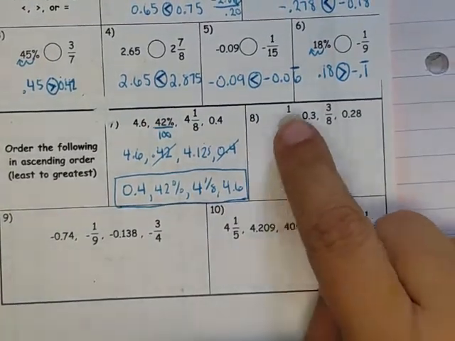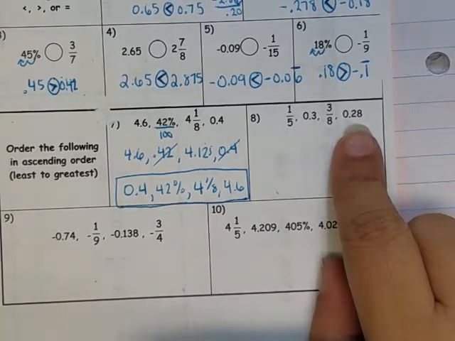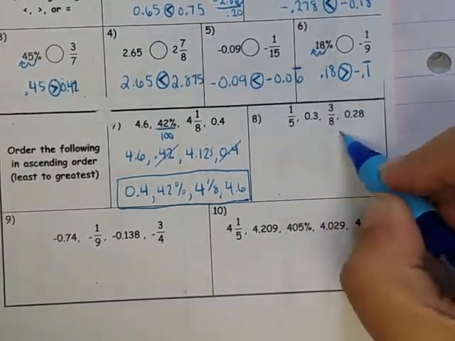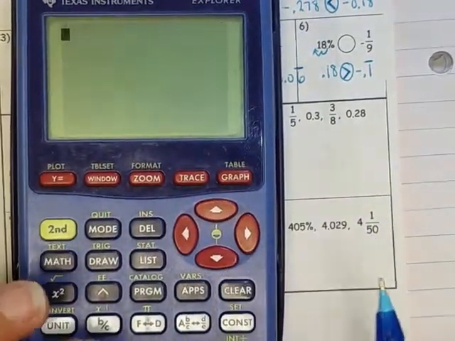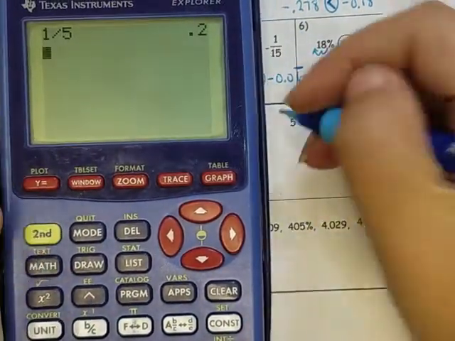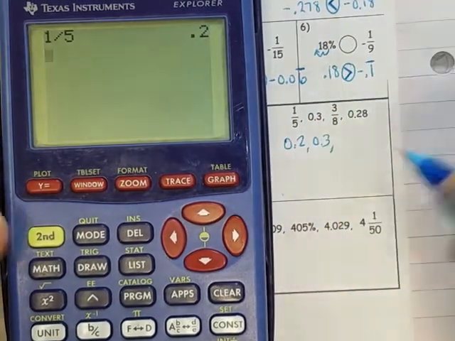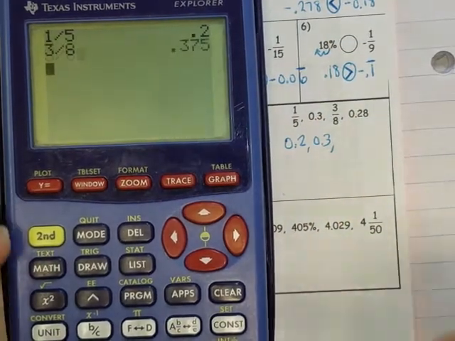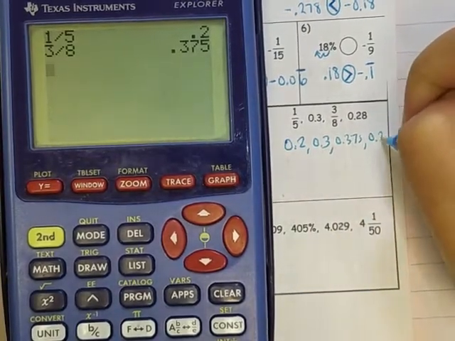All right, moving on here, I've got a fraction, I'm going to change that. And then these other two are already decimals, so I'm good to go. So I really want to change these two. Again, just for sake of time, let's use our calculator. So 1 divided by 5 is 0.2. This one's 0.3. This one's 0.375. This one's 0.28.